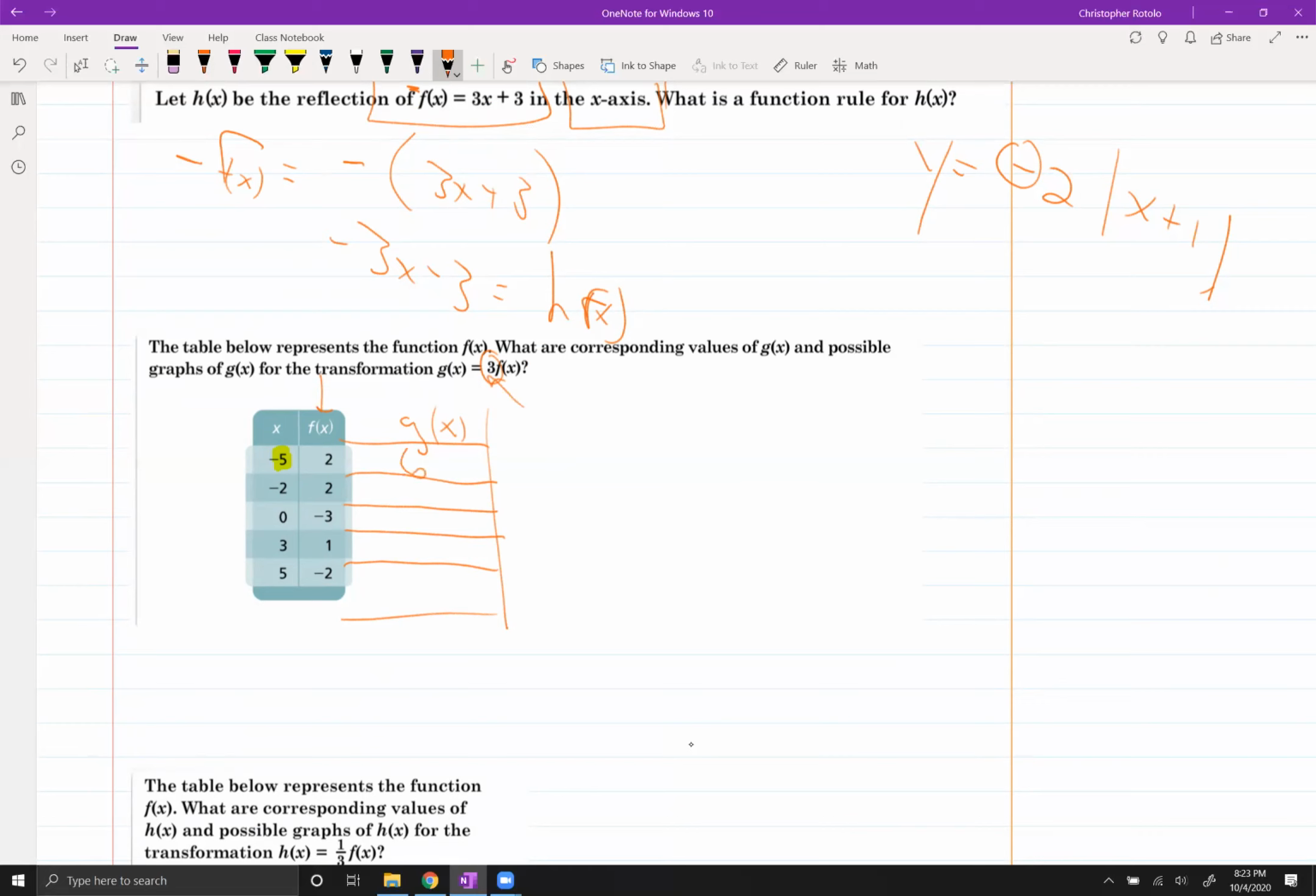So 2 gives me 6. 2 gives me 6 again. Negative 3 gives me negative 9. 1 gives me 3. And negative 2 gives me negative 6. What in the world could that graph be? Let's take a look at it. Negative 5, 1, 2, 3, 4, 5, 1, 2, 3, 4, 5, 6. Negative 2 is also at 6. 0 is at negative 3. And 5 is at negative 6.